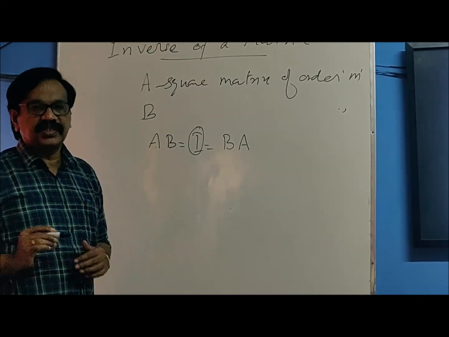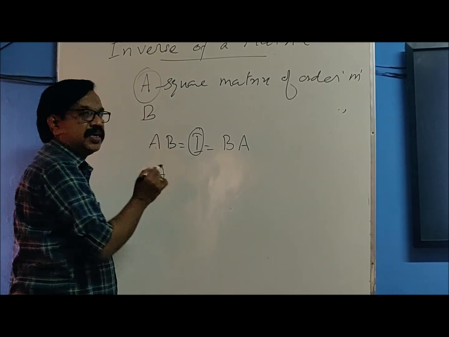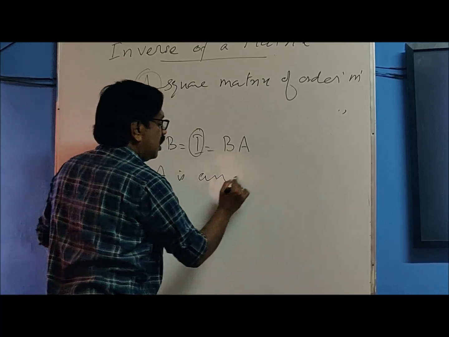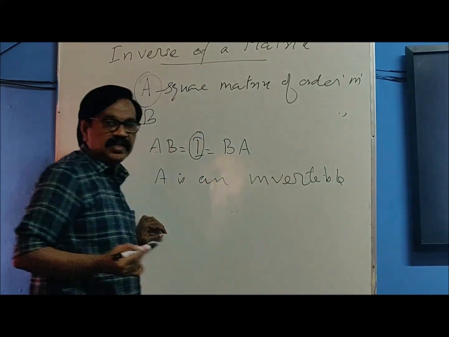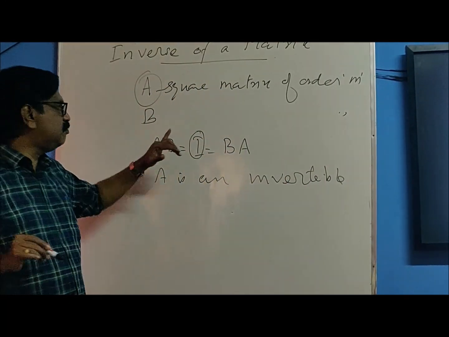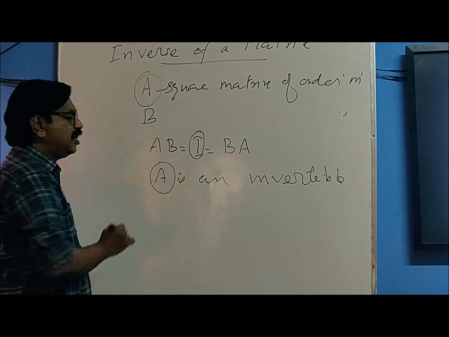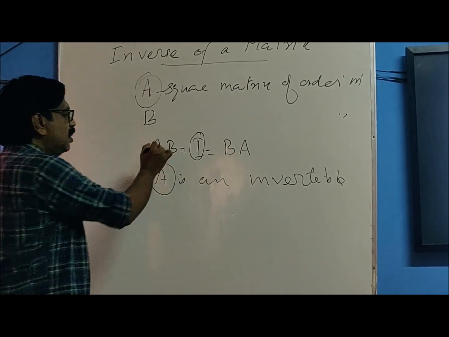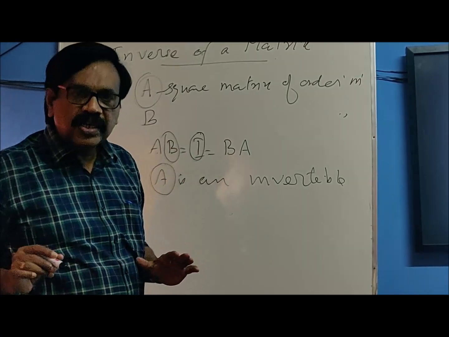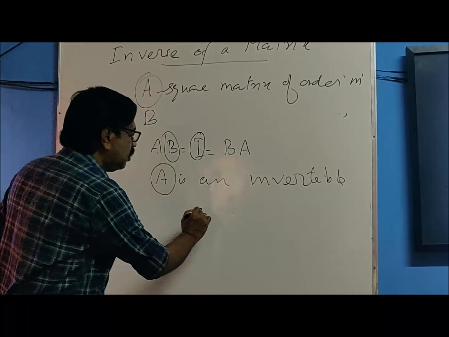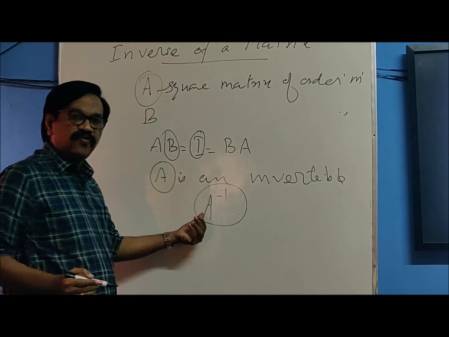If there is such a matrix, then we say that A is an invertible matrix. If there exists a matrix B such that AB equals I equals BA, then A is said to be an invertible matrix and B is called the inverse of A. B is known as the inverse of A and is denoted by A inverse. This is the symbol for the inverse of A.